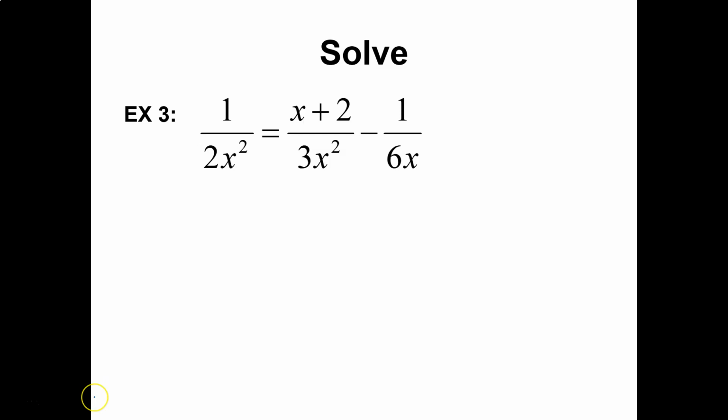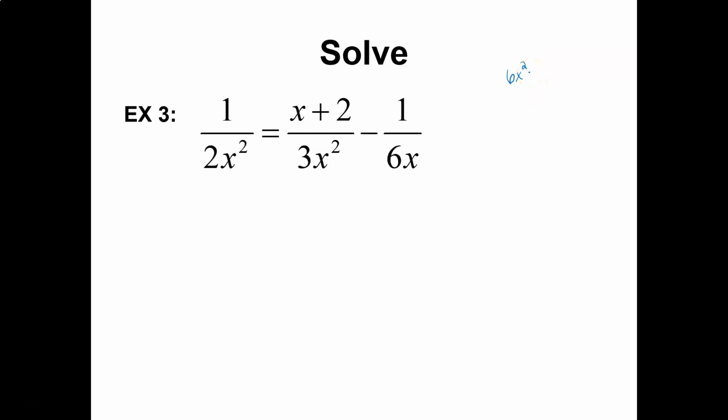Okay, so we've got to think of a common denominator here. I've got pretty much the same numbers, right? 2, 3, and 6. What's our common denominator for 2, 3, and 6? 6. I've got x squared, so that needs to be part of my denominator as well. Okay, so my least common denominator is going to be 6x squared.